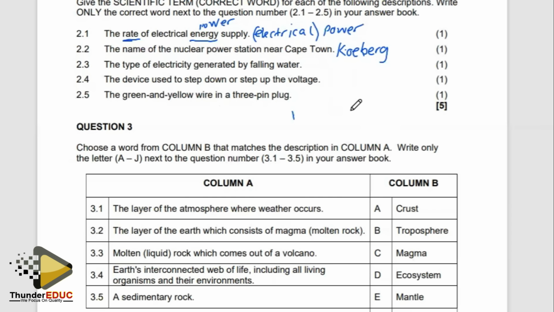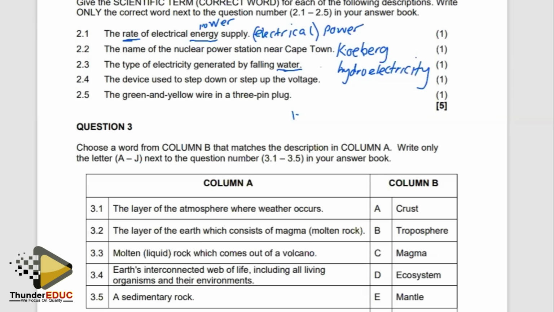2.3. The type of electricity generated by falling water. The moment you see water, you underline water. Water, you know, it's H2O. So the moment you see water, then you know it's hydro. So the type of electricity generated by falling water becomes hydroelectricity. The answer becomes hydroelectricity, because it's coming from water. That's the answer. Then let's move on to 2.4.